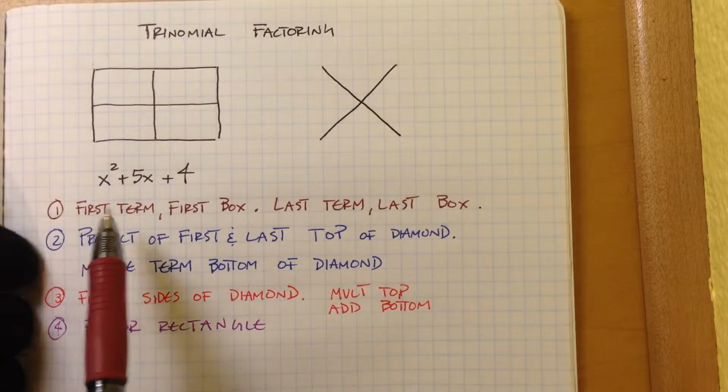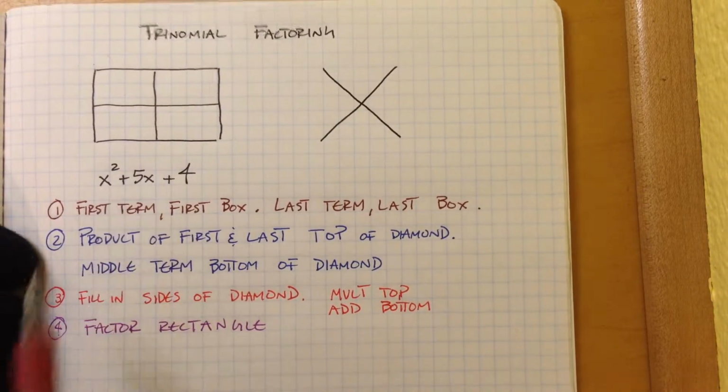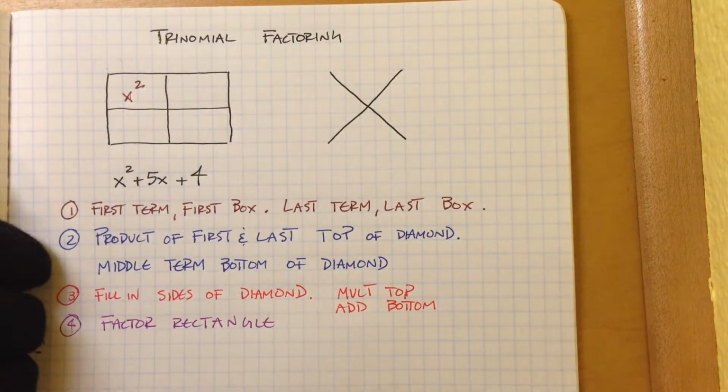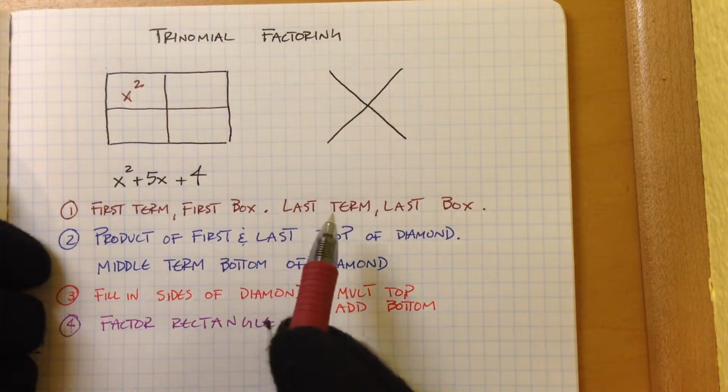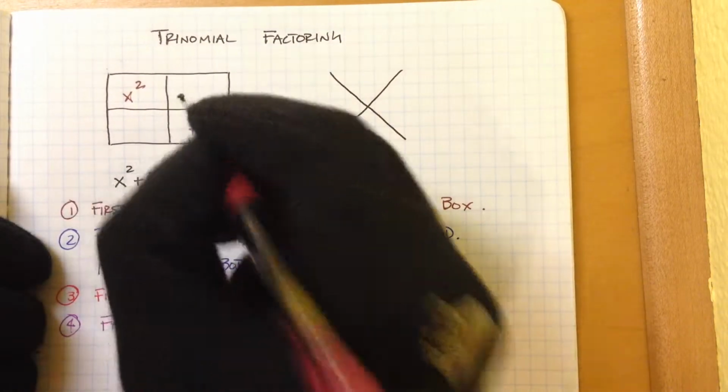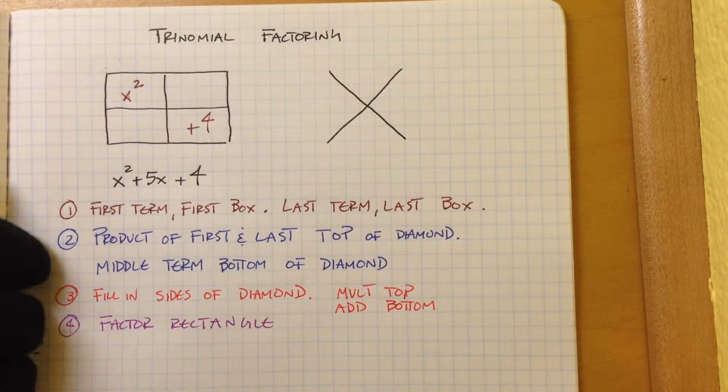Step one, we are going to take our first term, and it goes in the first box. So I take x squared, and that pops up in my first box. First term, first box. Then I take the last term and that goes in the last box. So I take my positive 4 and that shows up right there. First term, first box, last term, last box. Now I'm going to jump colors here. Let's take a look at my blue.